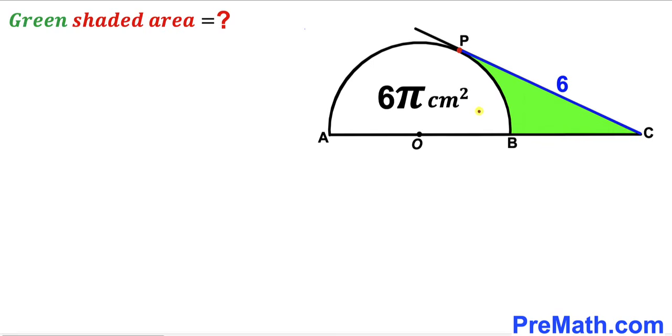Welcome to PreMath. In this video, we have got this semicircle with a center O put on this line AC, along with this tangent CP, as you can see in this given diagram, such that this point P is the point of tangency, and as a result we get this green shaded region. Moreover, this segment CP is 6 centimeter, and the area of this semicircle has been given to us as 6 times pi centimeter square. Now our task is to calculate the area of this green shaded region.